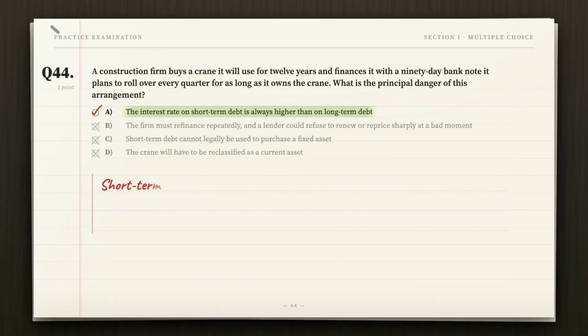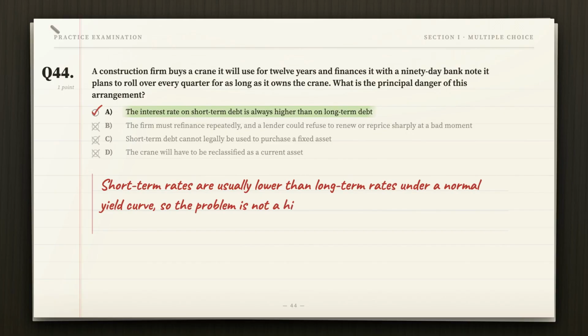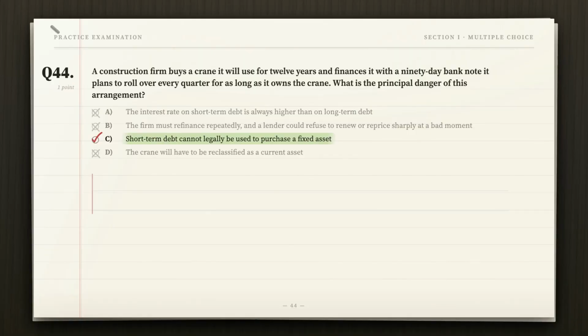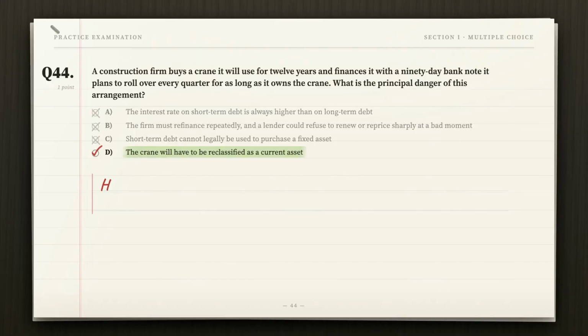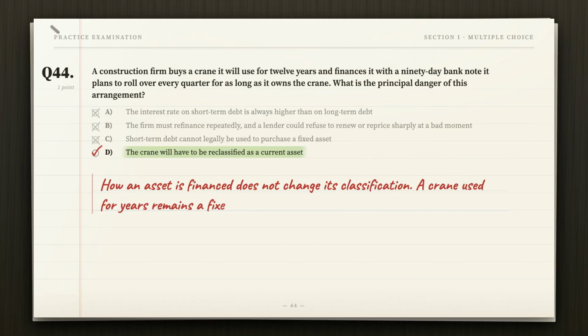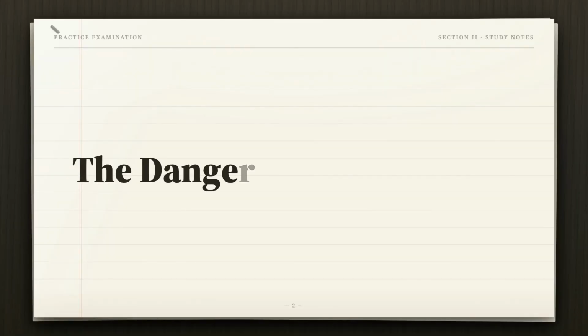A is wrong because short-term rates are usually lower than long-term rates under a normal yield curve. So the problem is not a higher rate. The problem is the repeated refinancing. C is wrong because there is no legal bar to using short-term debt for a fixed asset. The issue is the risk created by the maturity mismatch, not legality. D is wrong because how an asset is financed does not change its classification. A crane used for years remains a fixed asset regardless of the loan term.